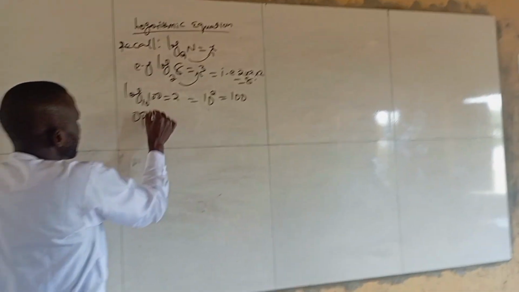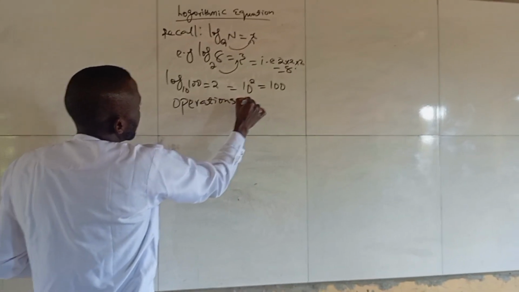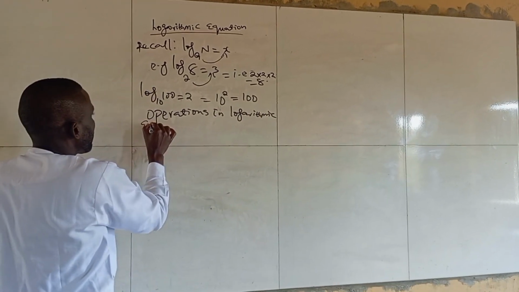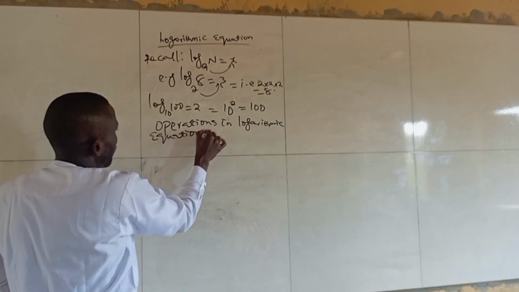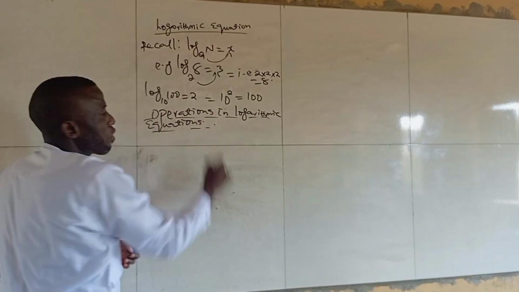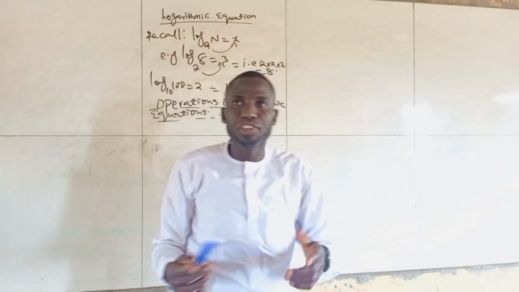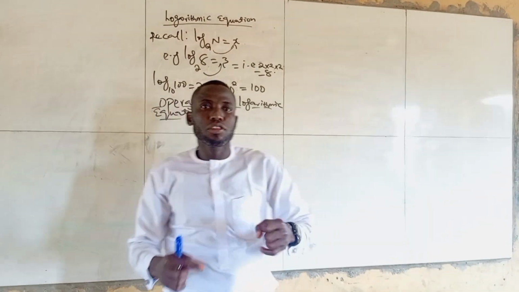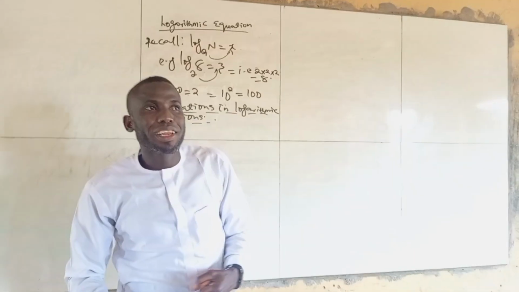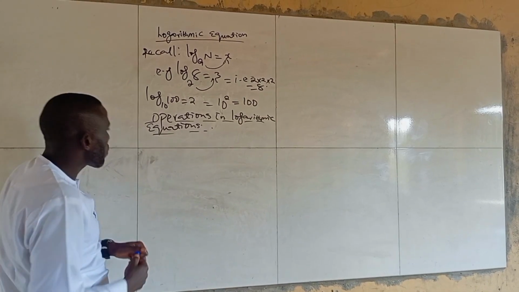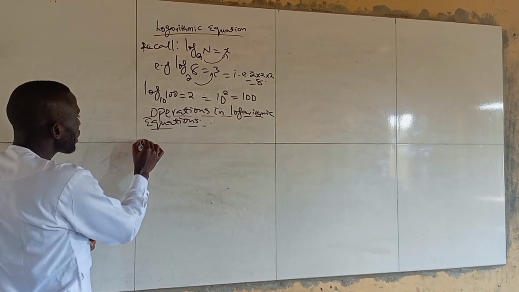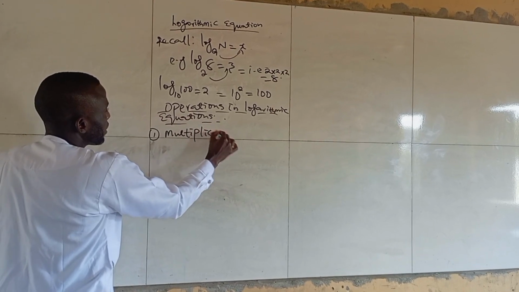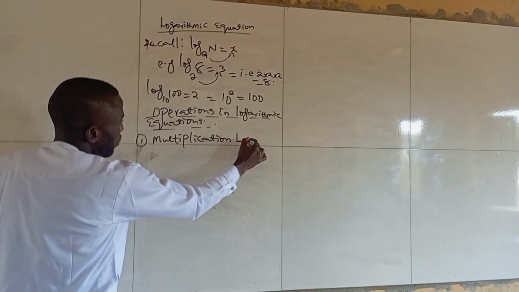Let's talk about operations in logarithm or logarithmic equation. When we're talking about logarithmic equations, the operations we are to consider are basically some of the laws of indices. Talking about the multiplication law, division law, as well as power law are some of the common ones we have. So for the sake of today, let's talk about the first one, which is the multiplication law, also known as addition in indices.